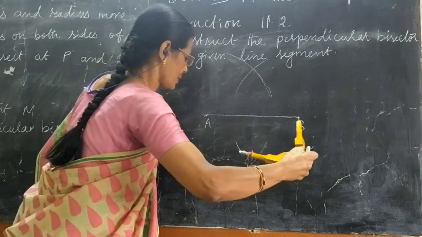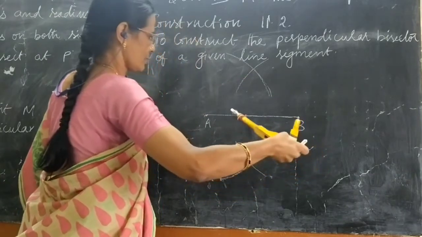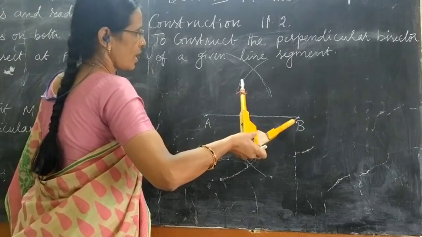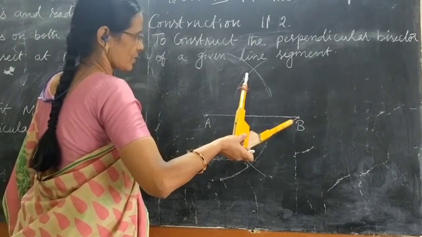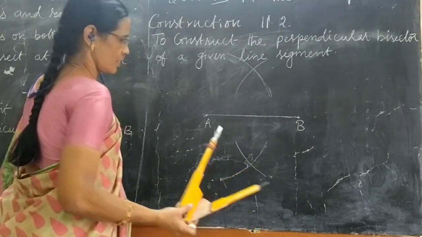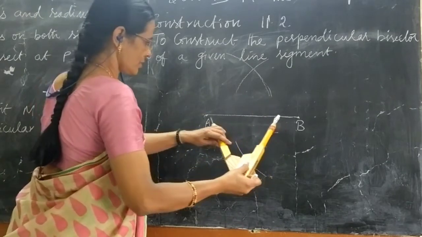You can see the intersection we have obtained. So the arcs should be extended till both the arcs meet. You can see both the arcs are intersecting here, also here. So AB is the given line segment.